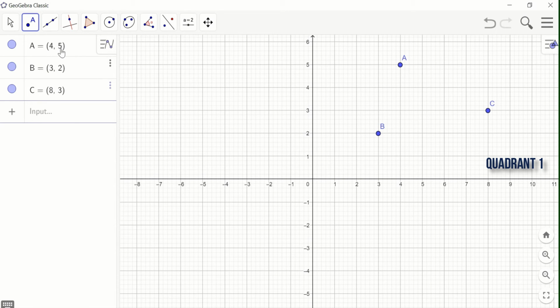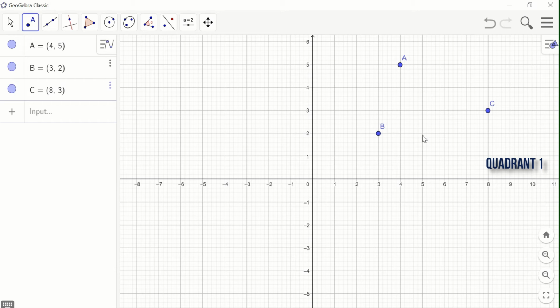Okay? And then the second values represent the y values, and you take this from your y-axis. Now, in Quadrant 1, if you can see, your ordered pairs are always positive, no? Your x values and your y values are all positive. That is under Quadrant 1.